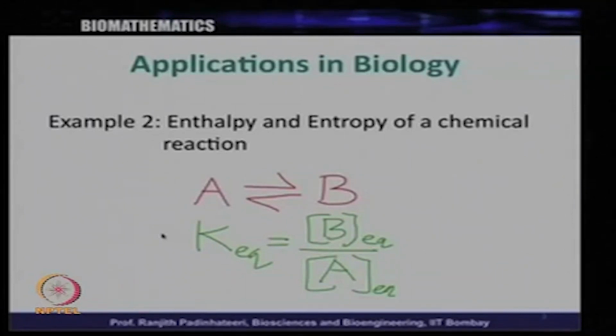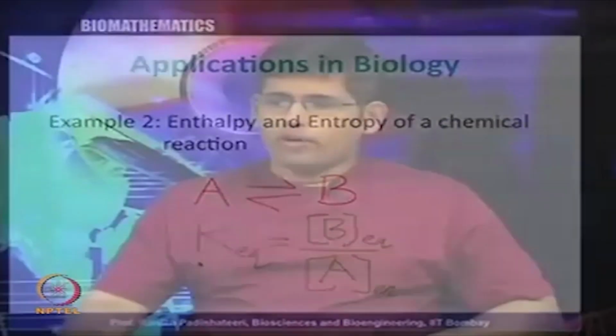So, at equilibrium, when the concentrations of A and B on average do not change, the equilibrium constant is basically the concentration of B divided by the concentration of A. This bracket means concentration. This constant is known as the equilibrium constant. Now, another thing which we all know from thermodynamics is delta G.